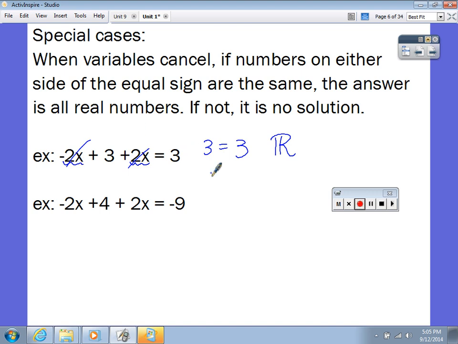equation. Unlike this one, when these cancel, notice you'd be left with 4 equals negative 9. That means that is no solution. So there's no numbers in the entire world that you could plug in that would ever make this be true. Because here, in the first example, 3 is always 3. But 4 is never equal to negative 9.